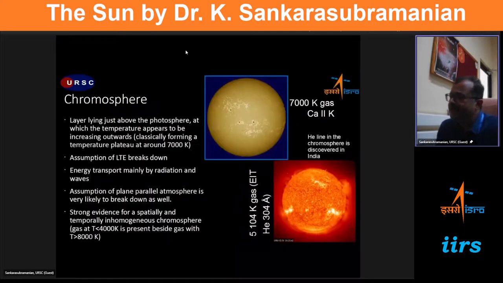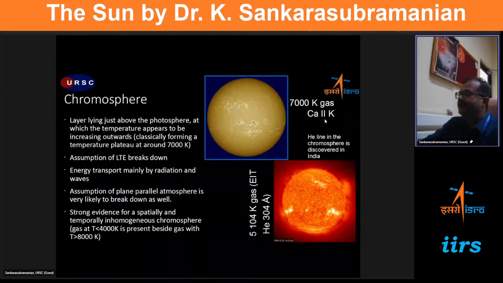Then coming to the chromosphere, you start to see different structures and different emissions in the solar atmosphere. Again, you have the dark sunspot, which is still visible in the chromosphere. But apart from that, you also start to see bright structures surrounding it. We call those plages surrounding these sunspots. These are all taken at a 7,000 degree gas in the calcium II K line, and these are all emission features in the calcium atomic structures.